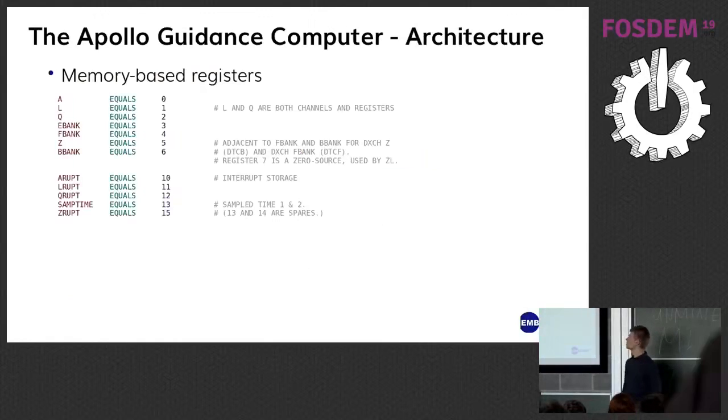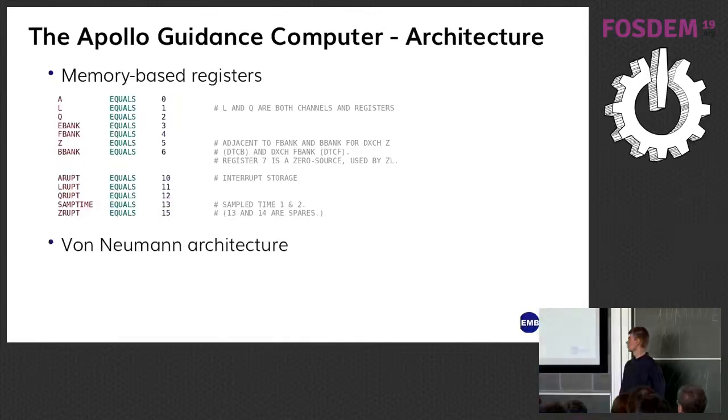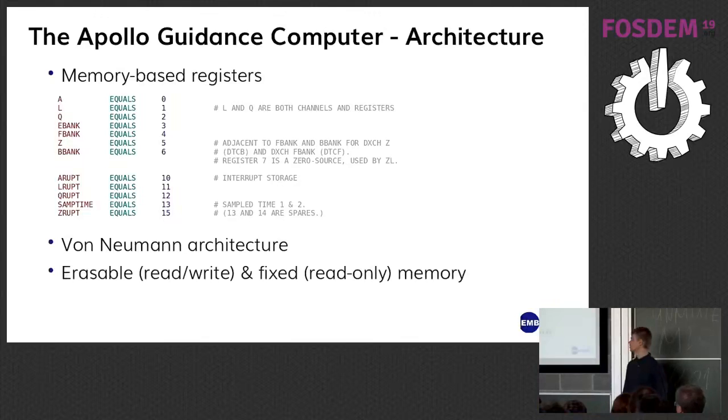So firstly, the most important thing to know about the AGC's registers is that there was no meaningful concept of a register. All data was mapped to memory locations, and in the assembly, registers were just defined as aliases to memory locations. Data and code shared the same memory, so this is a von Neumann architecture. However, the memory was split into erasable and fixed memory, and code was generally in fixed.